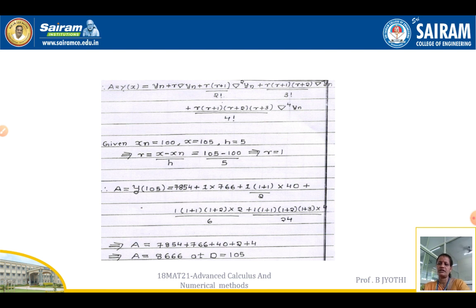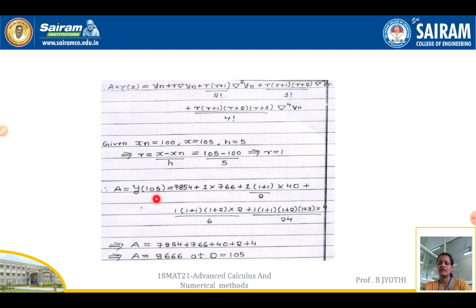So use the backward interpolation formula, that is y n plus r del y n plus r into r plus 1 by 2 factorial del square y n plus r into r plus 1 into r plus 2 del cube y n divided by 3 factorial plus r into r plus 1 into r plus 2 into r plus 3 del power 4 y n by 4 factorial. And here x n is 100, x is equal to 105 and h is equal to 5. So r is given by x minus x n by h, that is 105 minus 100 divided by 5, which gives r is equal to 1.